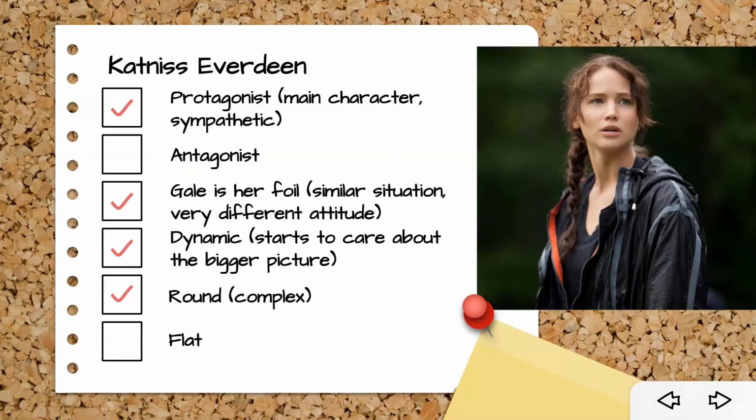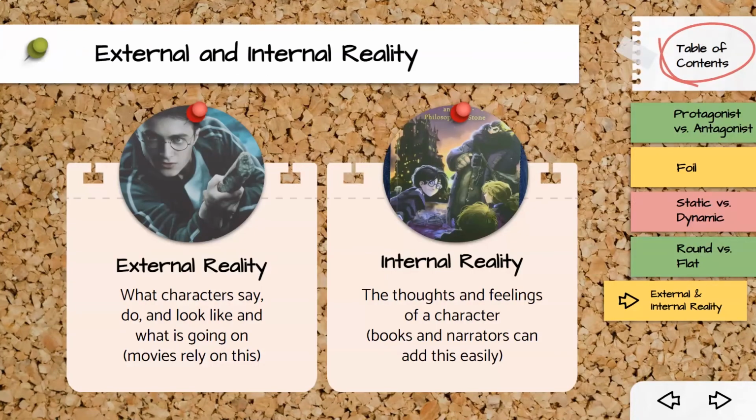Katniss is a round character. She's more complex than just a fighter who's going to protect her sister. That's kind of the basic, but we also get to know about her fears, her feelings, her thoughts. So she's more of a round, complex, interesting character as opposed to a flat one who is more one-sided.